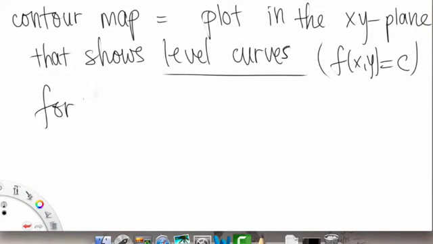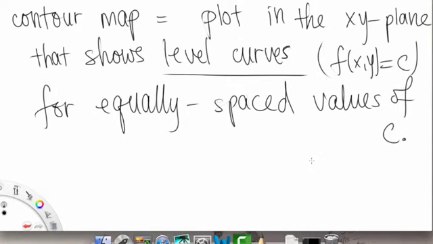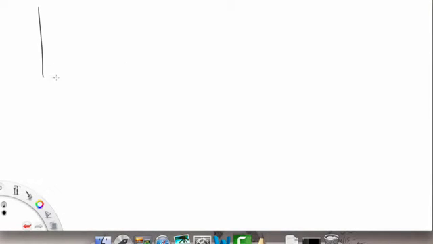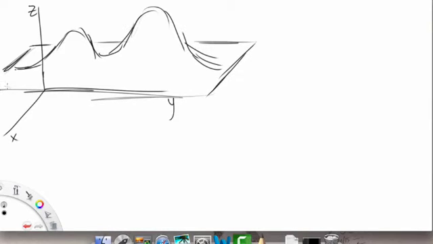For, and this is the important part, for equally spaced values of c. Okay, of c. So what that means is that let's say we have some graph that looks like, again, I'll draw something that looks like mountains because that's always good for contour maps, right? I don't know if you guys have heard of topography or something like that. Anyways, it just shows you the heights of mountain ranges and landscapes and things like that. So let's say we have two mountains like that, okay? And here's our surface, okay?